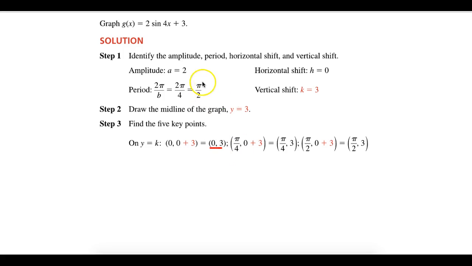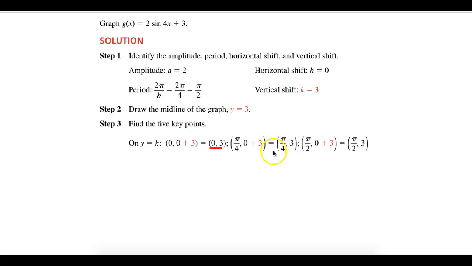Our last one is going to be at the end of our period. So our last point is just going to be at pi over 2, so at our period, and then again we shifted up 3. So these right here are the 3 key points on our midline. It's going to be 0, 3, pi over 4, 3, and pi over 2, 3. Now the other 2 points are the minimum and maximum.